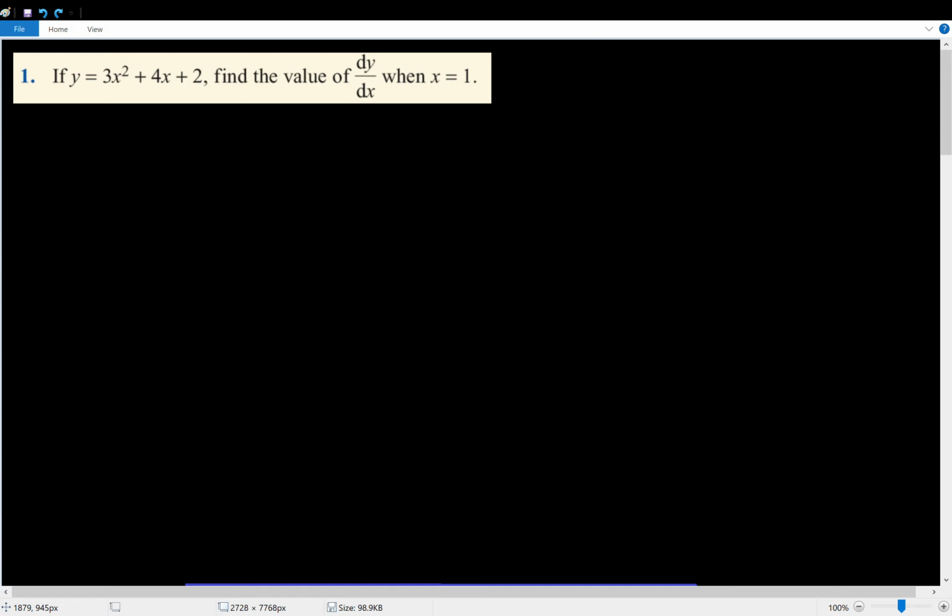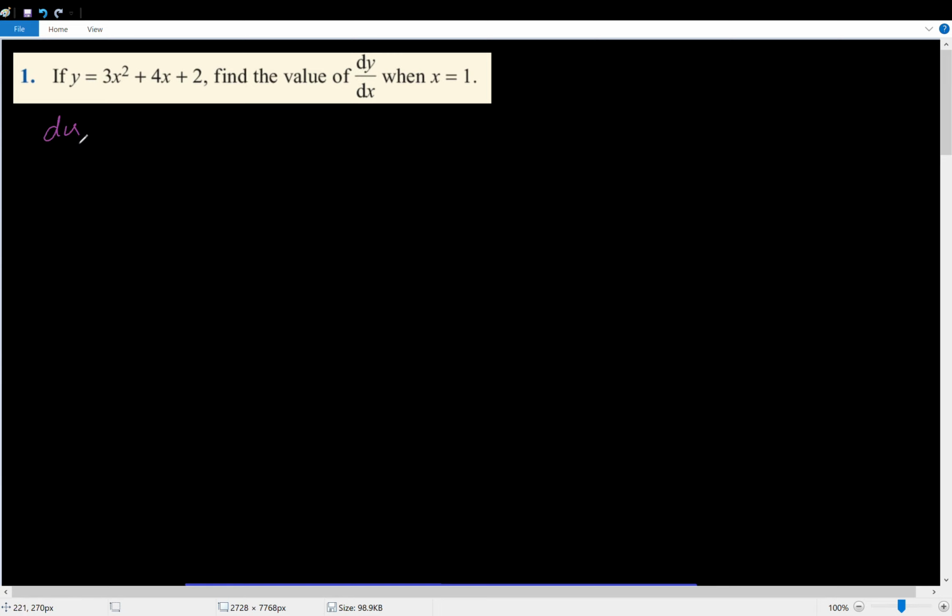This is questions 1 and 5 in exercise 8.2 in New Concise Project Maths 3a. If y is equal to 3x squared plus 4x plus 2, we have to find the value of dy/dx when x is equal to 1. So the first thing we're going to do is find dy/dx, since we have a value for y up here.